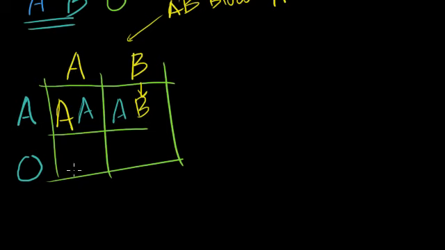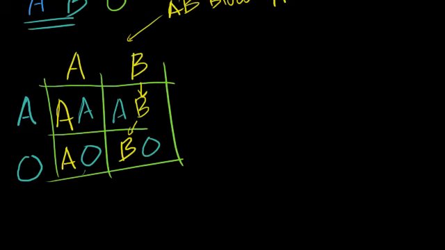You could get the A from your mom and the O from your dad, in which case you have an A blood type, because this dominates that. Or you could get the B from your mom. Let me write it this way. B from your mom, that's this one, and the O from your dad. And this is a B blood type.